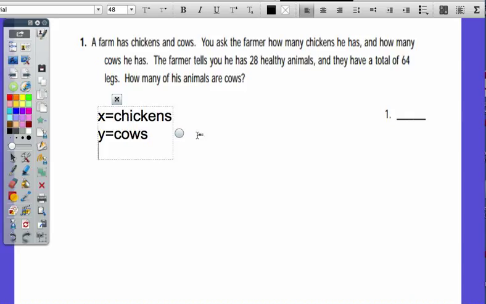So I know my first equation is that they have 28 healthy animals. So in order to find the total number of animals, I have to add the number of chickens and cows that I have. So my first equation should be X plus Y is equal to 28.